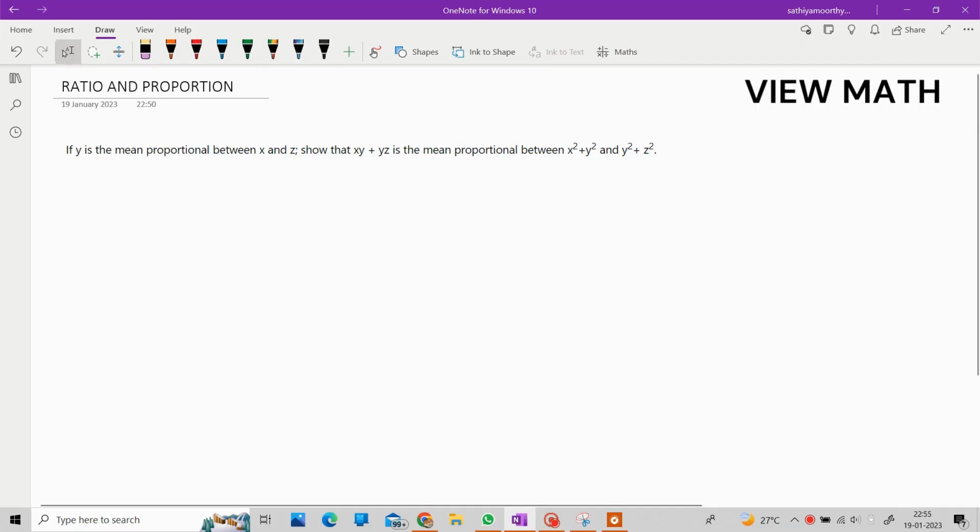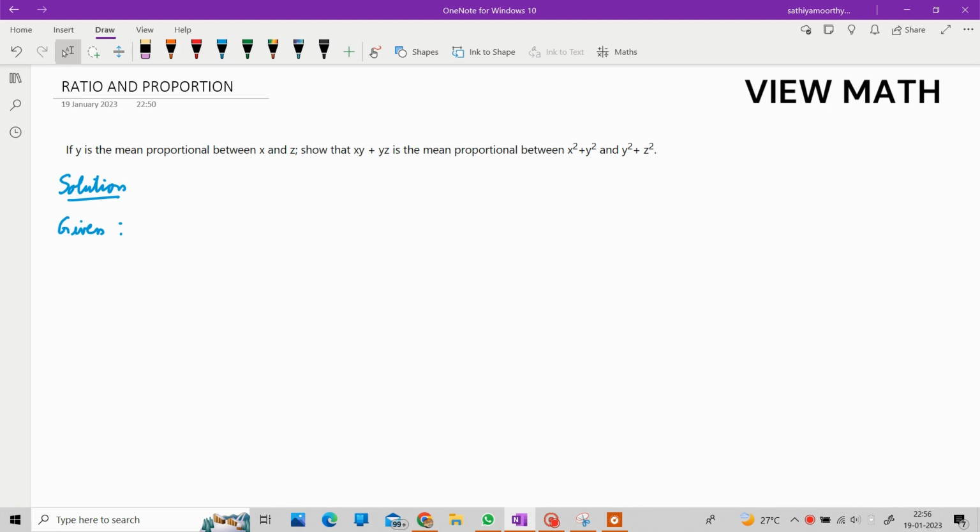Now let's see the next problem. If y is a mean proportional between x and z, show that xy plus yz is a mean proportional between x square plus y square and y square plus z square. So what is given is y is a mean proportional between x and z.